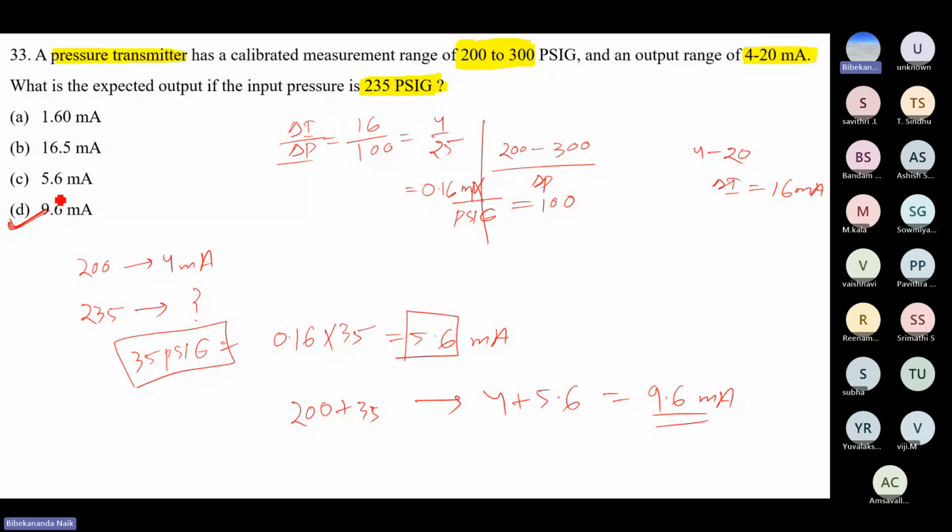Since here it is 235 psig, there is a 35 unit change. So for 35 units of change, the current change is 35 into 0.16, which is 5.6 milliampere. So initially at 200 it was 4 milliampere. So at 235 it will be 4 plus 5.6, so it will be 9.6 milliampere.